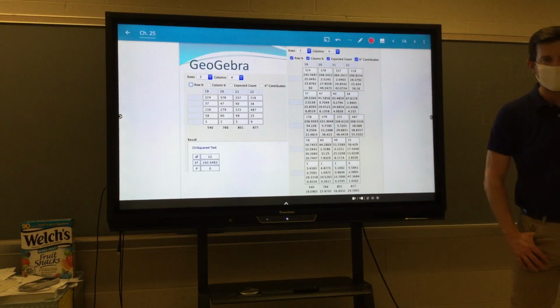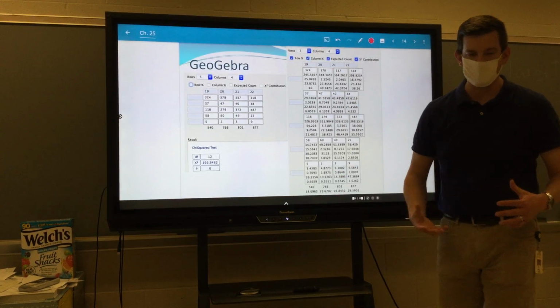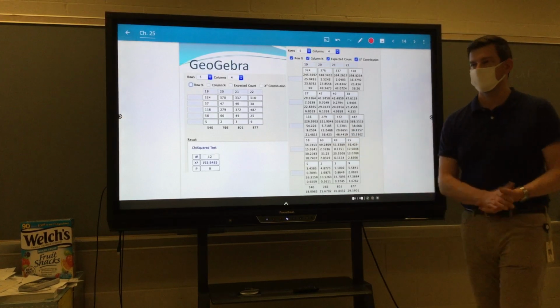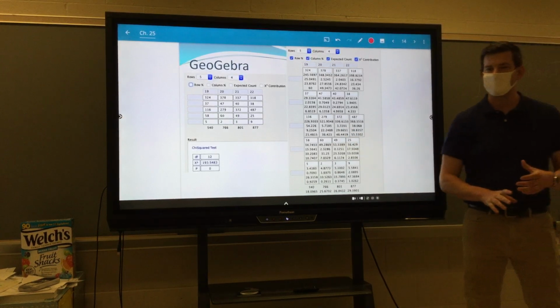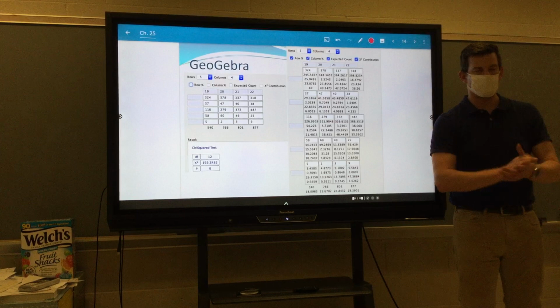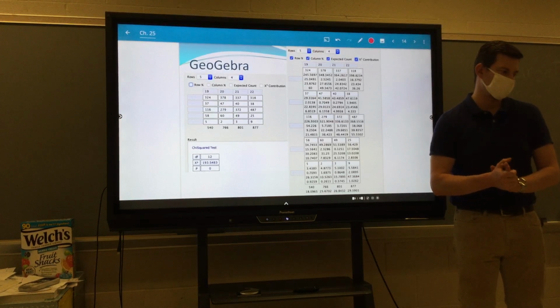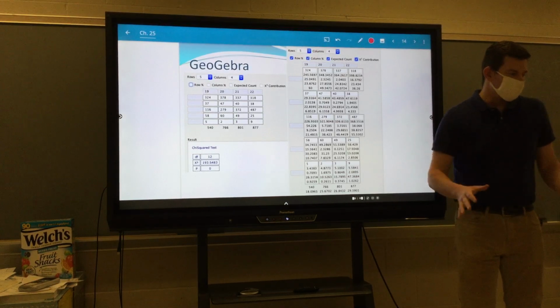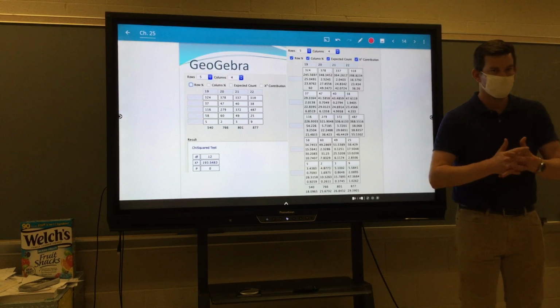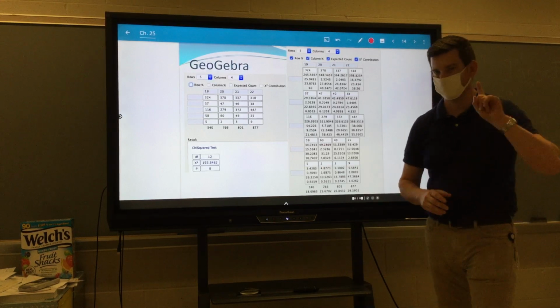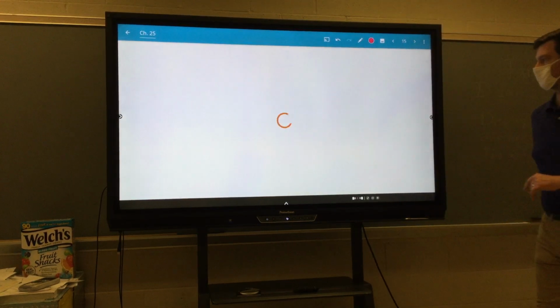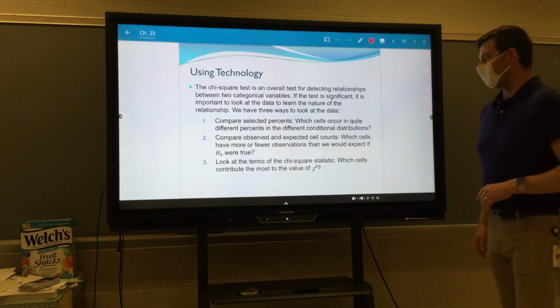So if you needed to have those values quickly calculated for you, GeoGebra can do that. You do kind of have to sort through it and see what's relevant. Any questions so far? We're almost done. Trust me.